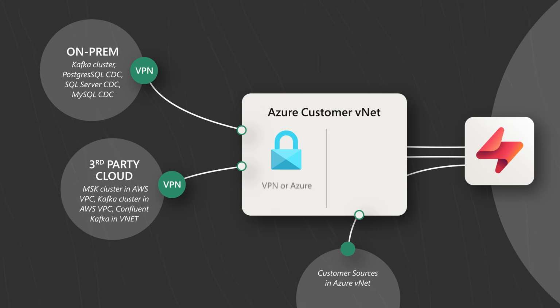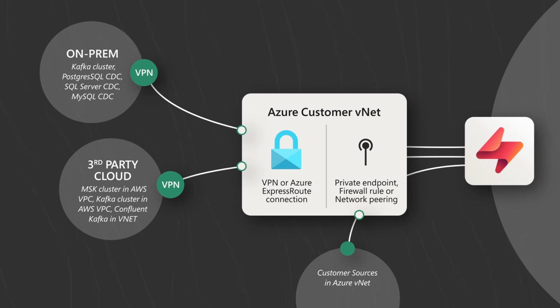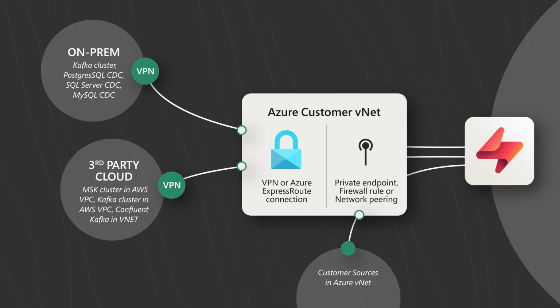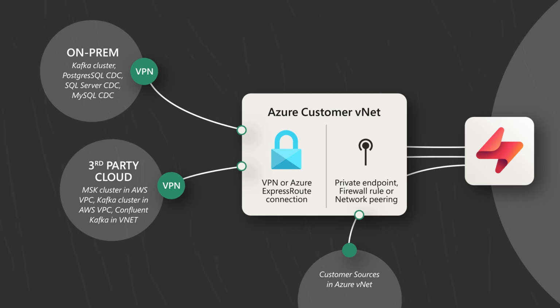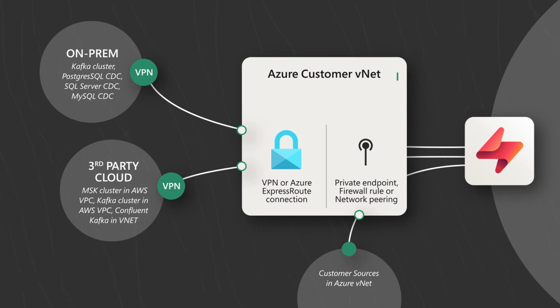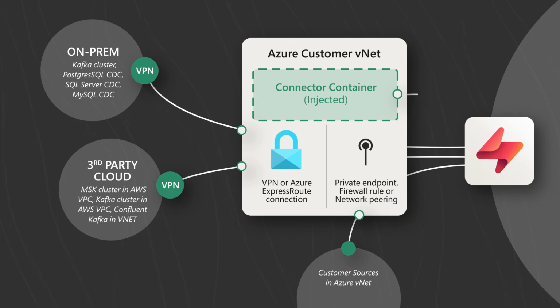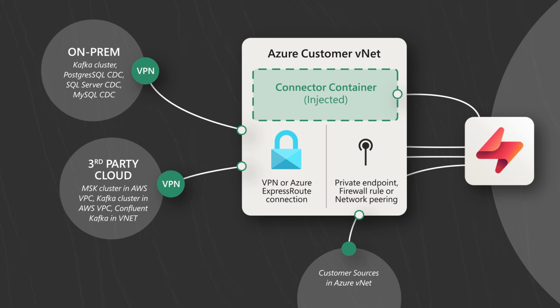This virtual network connects to the private network hosting the data source using appropriate connectivity options, such as VPN or ExpressRoute for on-premises environments, and private endpoints or VNet peering for Azure-based sources. The Eventstream connector is provisioned and injected into the VNet to securely connect the data source with Eventstream.